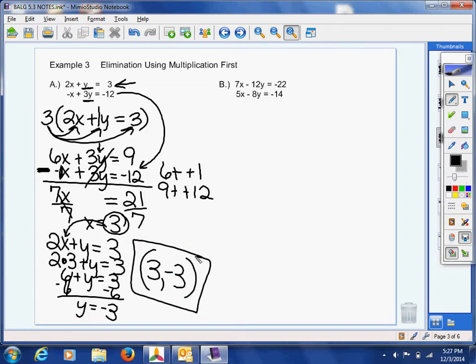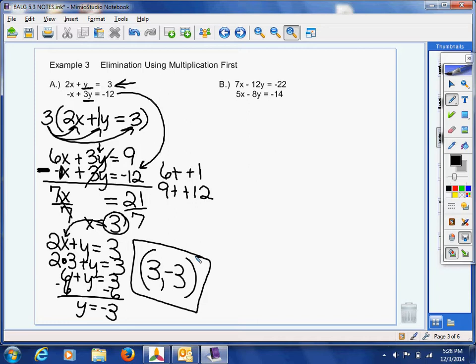Now look at your notes. Is that the same answer that I did the first time when I eliminated the x's? Absolutely. My point is, it doesn't matter which one you choose to get rid of. You should get the same exact answer regardless of which variable you get rid of. Okay? You can always take 3 and negative 3, plug 3 in for the x, negative 3 in for the y, and test it out, make sure it works. You can always check to be sure.